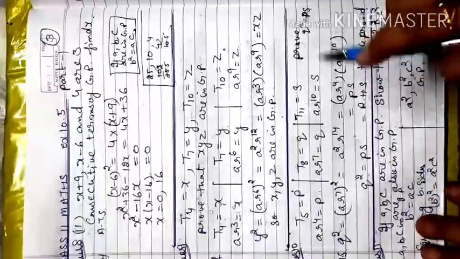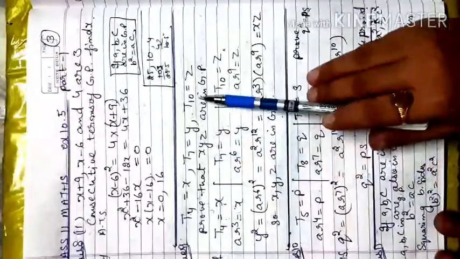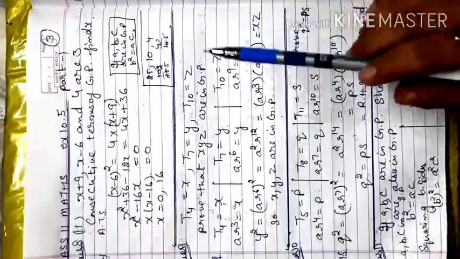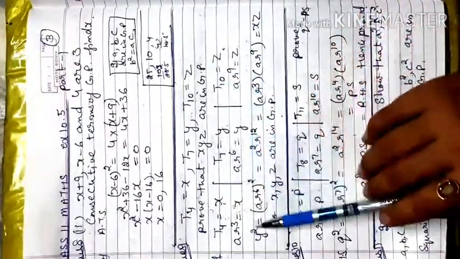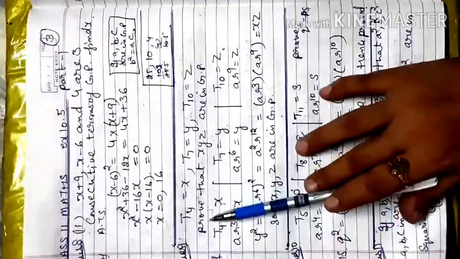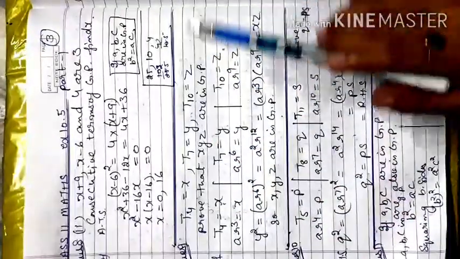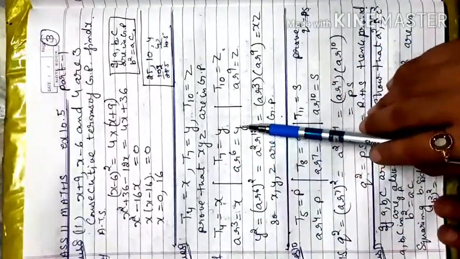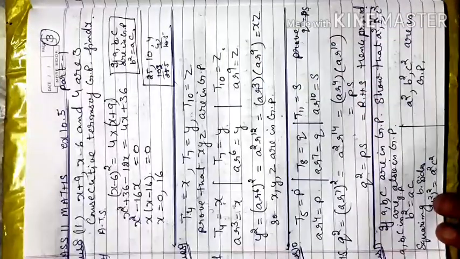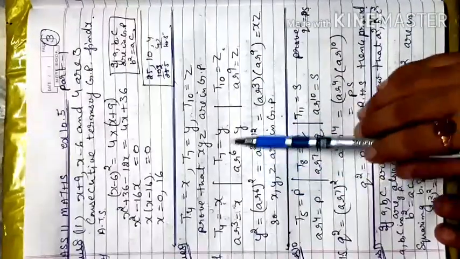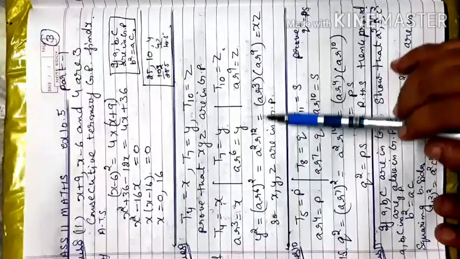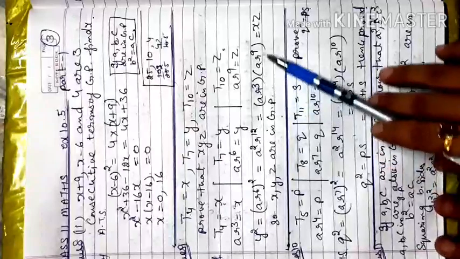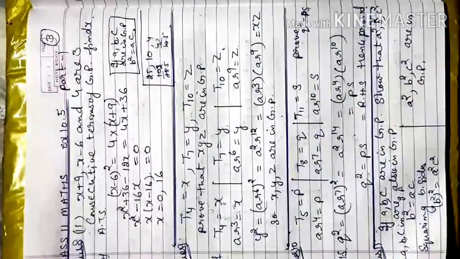In the 9th question you are given the 4th term, 7th term and 10th term as x, y, z. You want to prove that x, y, z are in GP. If x, y, z are in GP, according to the condition, the middle term squared is equal to the multiplication of the first term and the last term. So term 4 is AR^3 equal to x, term 7 is AR^6 equal to y, AR^9 is equal to z. First I pick the middle term and check the square of this. That gives me exactly the multiplication of the 4th term and 10th term value. So that means x, y, z are in GP.